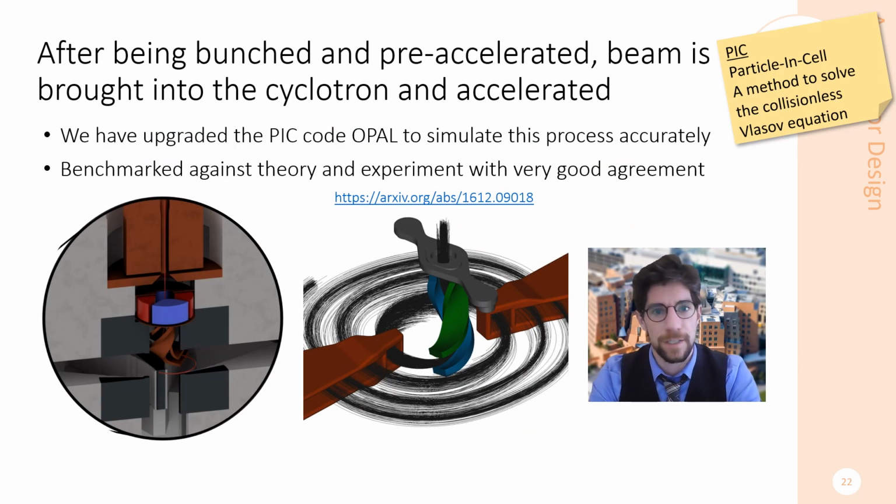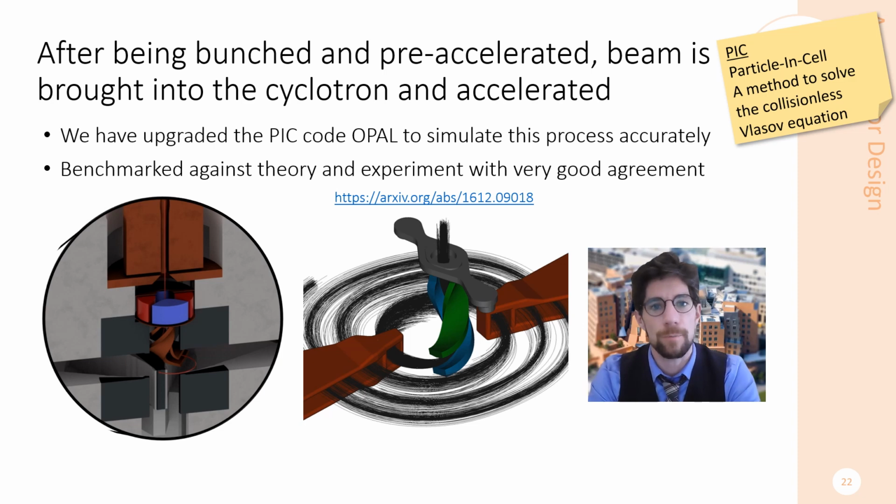After being bunched and pre-accelerated, the beam is transferred onto the cyclotron median plane through an electrostatic quadrupole and a set of spiral inflector electrodes. These are spiral-shaped electrodes that create an electric field that, in combination with the cyclotron magnetic field, guide the beam onto the median plane and into its circular orbit.